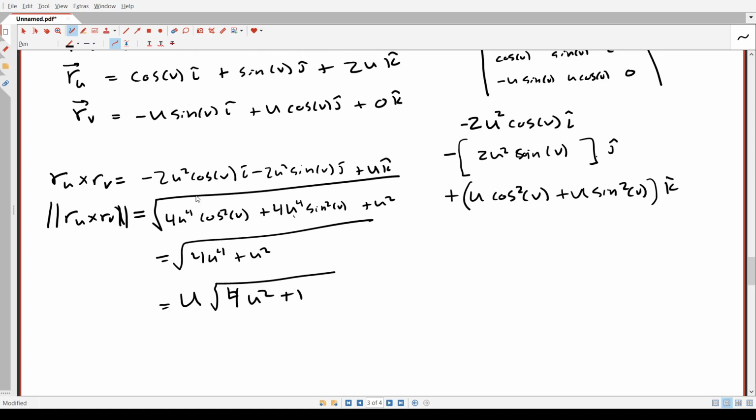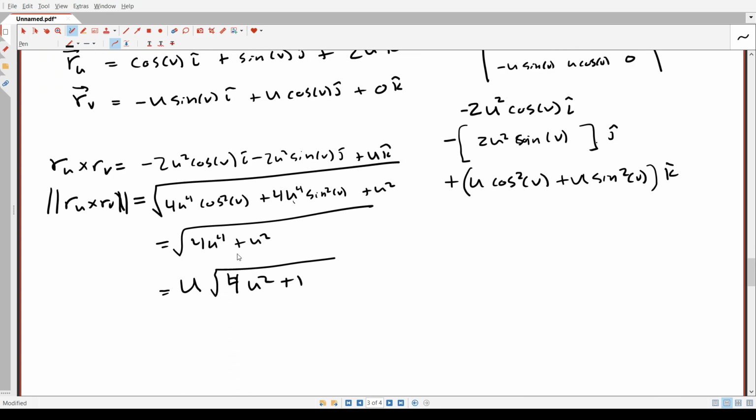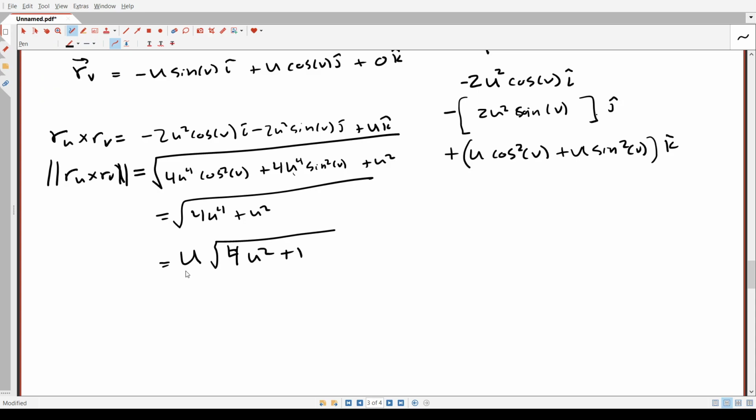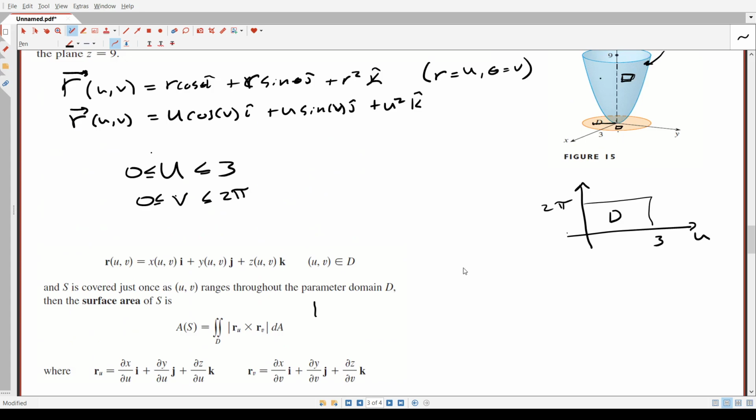So again, they call this the fundamental vector product of r. Okay, so what does this actually mean? What this tells me is that if I take a small region here, I'm going to call this dA.